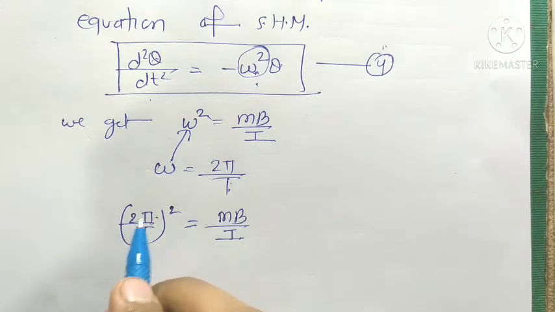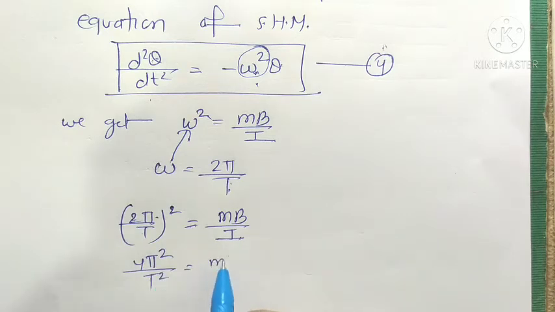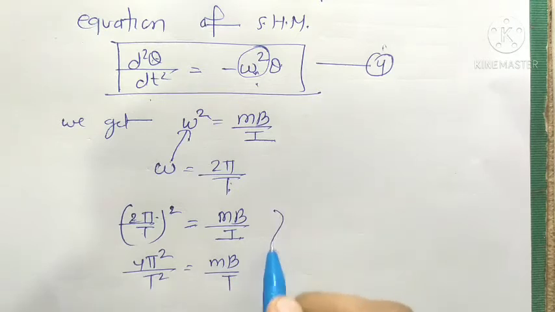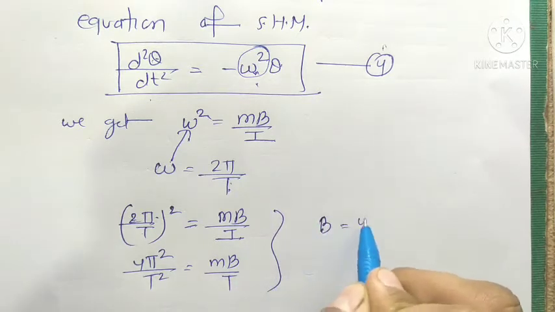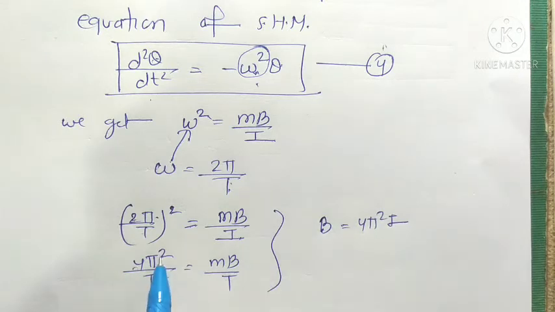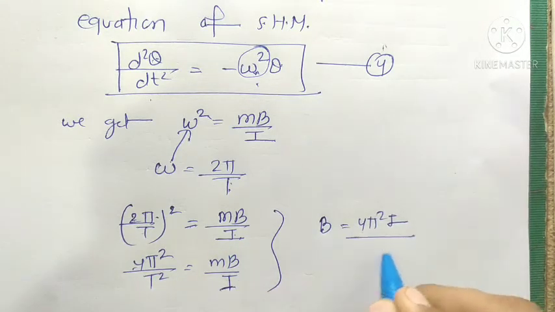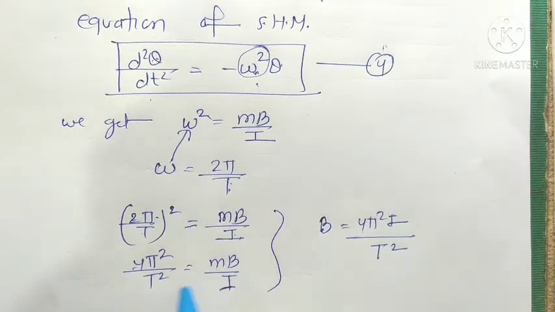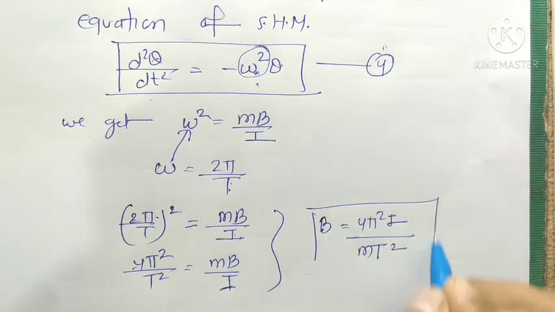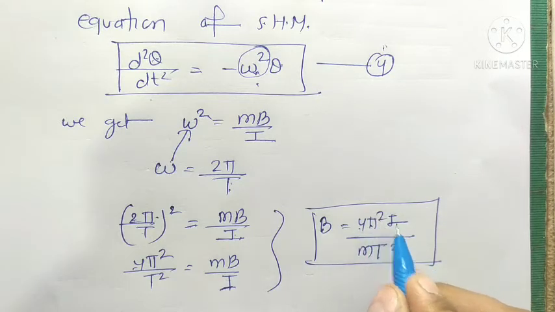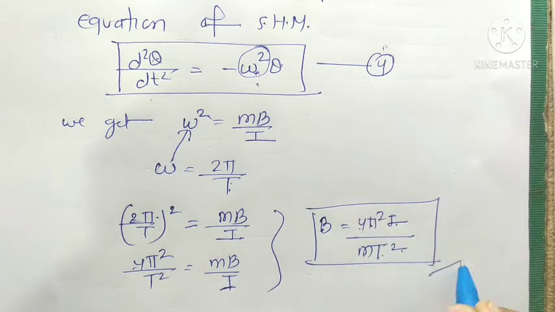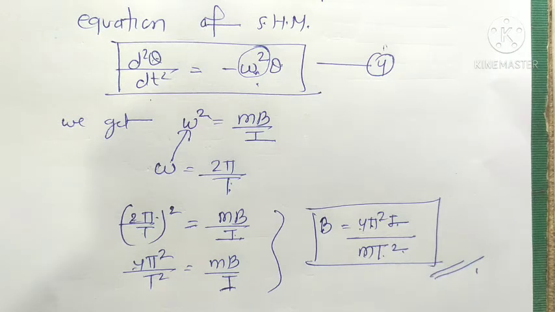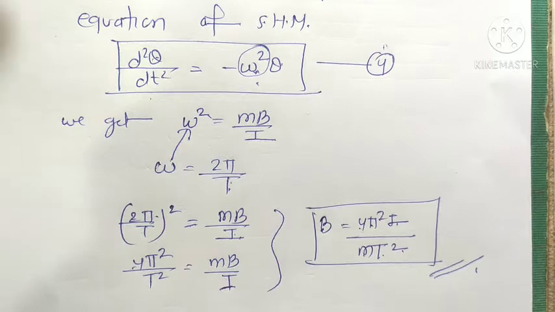Finally this becomes 4 pi square upon T square = mB upon I, and B = 4 pi square I upon m T square. This is the magnetic field. So what we do here, I repeat again.